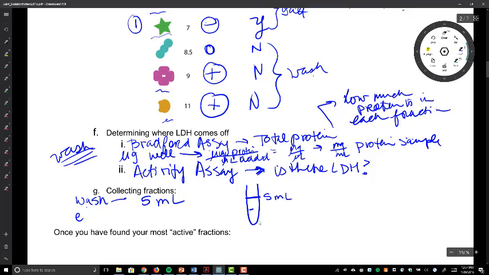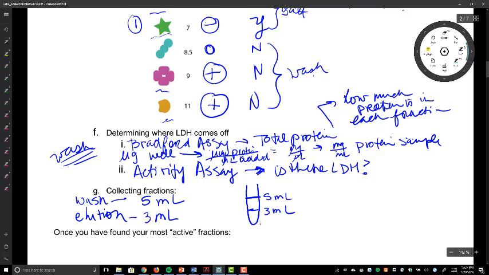But then we know that LDH is negatively charged. We suspect it's going to be coming off during the salt gradient. So at that point, you're going to start collecting smaller fractions so you can hone in better on where LDH is. In the elution, you're going to be taking fractions every 3 mils. So you have smaller fractions, you're going to be collecting them more frequently.